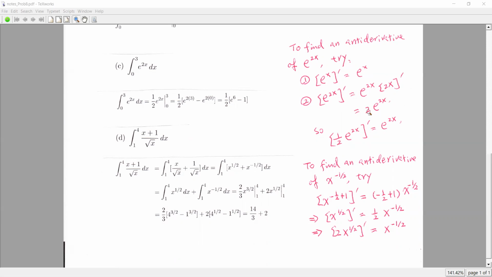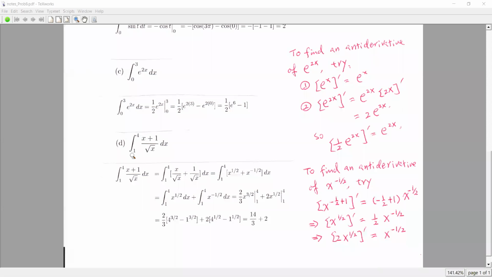Now I move the number 2 to the left side, then I have this equation. This equation says that this function is an antiderivative of this function. Now, by the fundamental theorem, this integral is equal to this. Plug in the number 3 in x minus plug in 0 in x. Then the integral is this number. Simplify this number, then we have this number. This is the answer to part C.